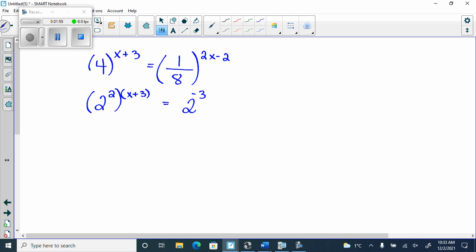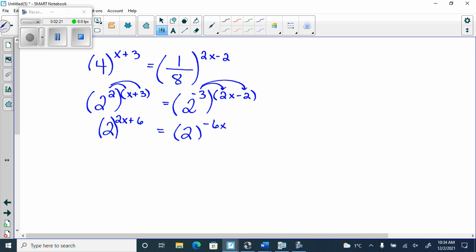And then I have 2x minus 2. So then I distribute here, and I get 2 to the 2x plus 6 equals 2 to the negative 6x plus 6. And once I get them to be the same base, what can I do? Set the exponents equal, yeah. So we get 2x plus 6 equals negative 6x plus 6.